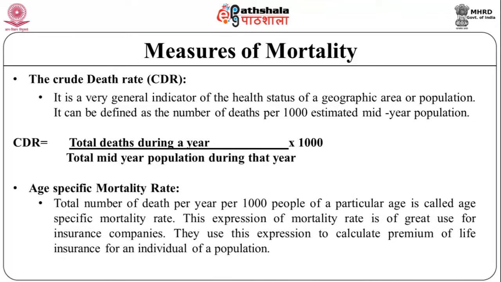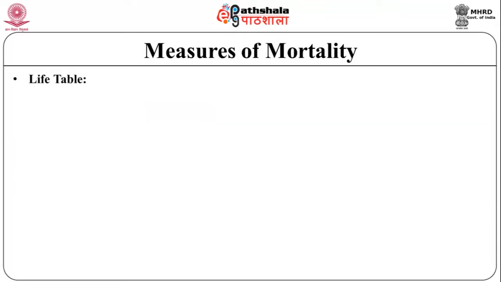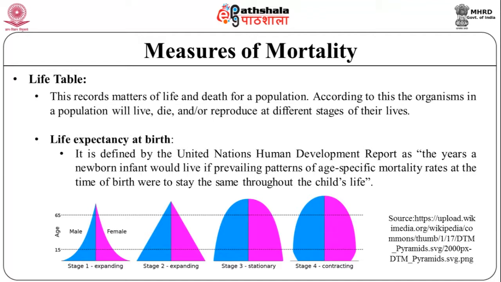Age-specific mortality rate. The total number of deaths per year per thousand people of a particular age is called age-specific mortality rate. This expression of mortality rate is of great use for insurance companies. They use this expression to calculate premiums of life insurance for an individual of a population. Life table. This records matters of life and death for a population. According to this, the organisms in a population will live, die, or reproduce at different stages of their lives.